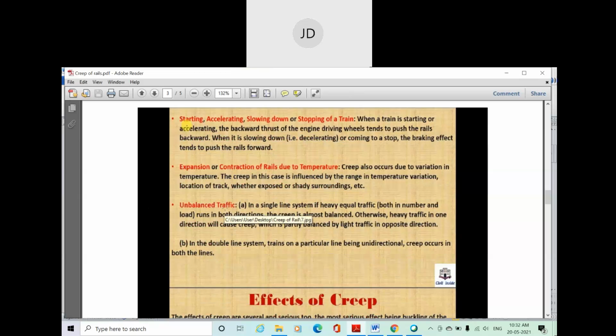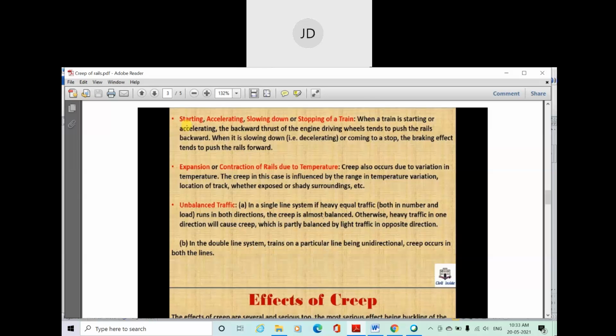Then we have also discussed unbalanced traffic. I already told you that if a particular railway line is very busy on a particular day, the possibility of creep will be higher on a track where the traffic is more. On a track where traffic is very less, the possibility of creep is very less. From this point of view you can understand that a railway track where the traffic is high also requires higher, time-to-time maintenance. That's how you can identify creep depending on the railway track profile.